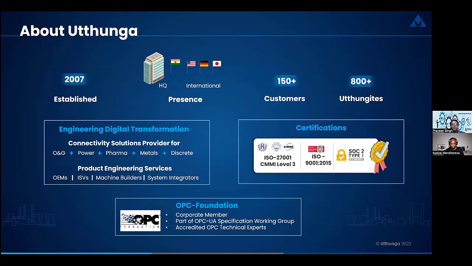So let me start with what our company does, and from there onwards I'll go towards our product. Utthunga as a company is a product engineering solutions company. We do product engineering services for OEMs and ISVs, like the products we talked about in the last session, right? You have the PLC drivers and RTOSs and all that. We have built the OPC UA server on many of them for third-party customers. So that is one part of our story.